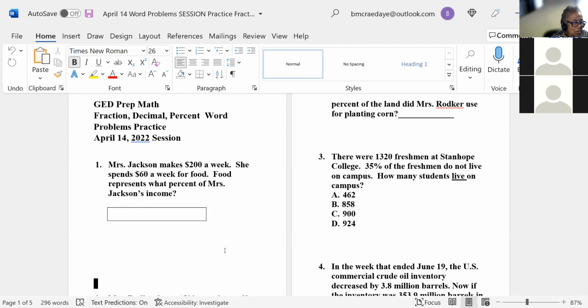You know how much her pay is a week. You know how much of that pay she spends on food. How would you find the percent of her income this food cost represents?